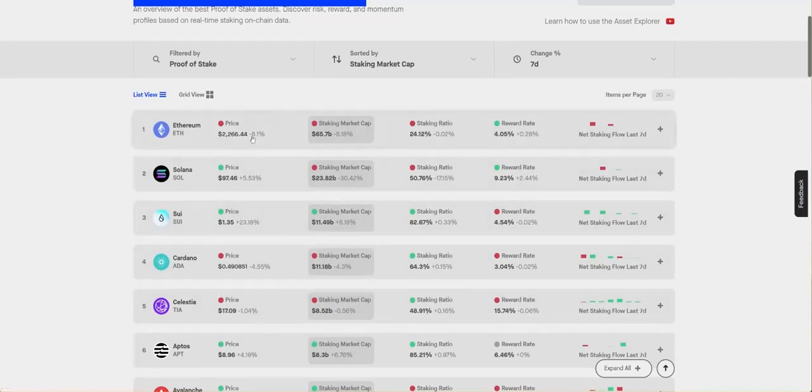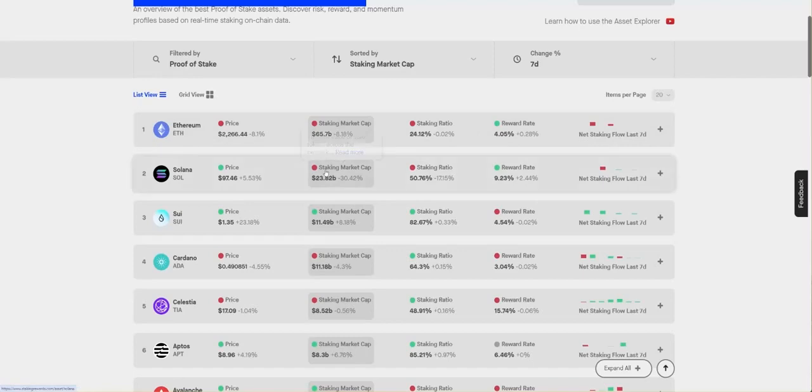And then this walks you through the price, the staking market cap, and the staking ratio, which is basically the relationship between the total number of tokens that are actually staked versus the total eligible population of tokens, right? So think of it as a penetration rate. It's like 24% of total eligible Ethereum tokens are actually staked right now across all staking providers.